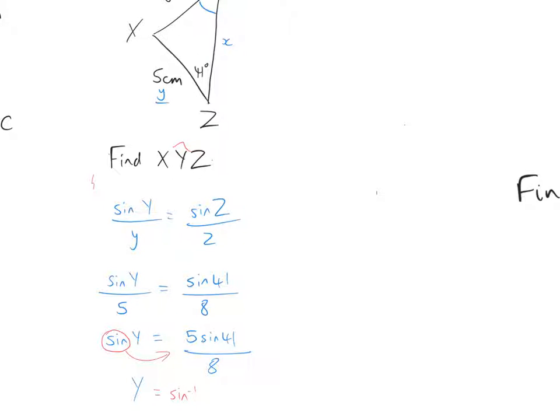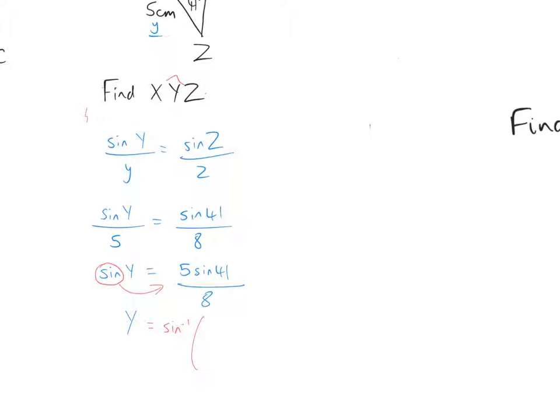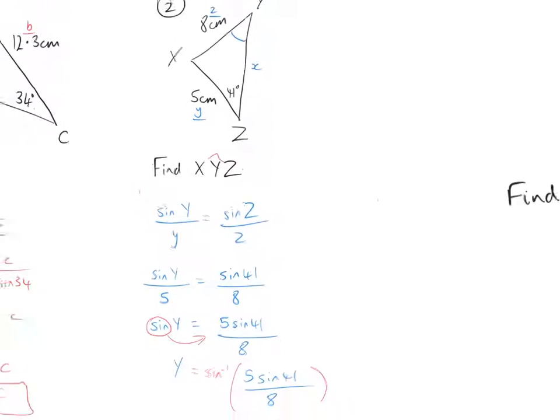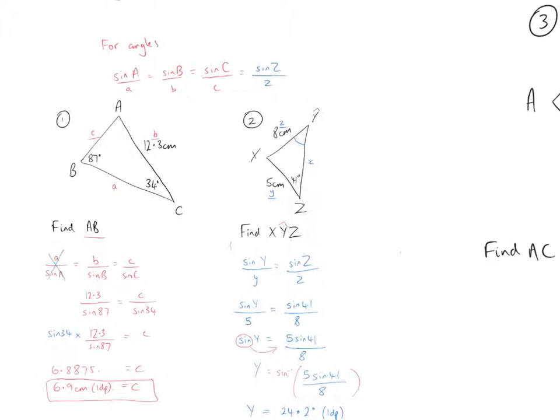So this will give me capital Y, but I'd have a bracket. A bracket would automatically come up on my calculator when I press sine minus 1, and I'd have 5 sine 41 over 8 going into that bit there. And I got the following answer: y equals 24.2 degrees to 1 decimal place. Okay, so that's the sine rule, finding an angle and finding a side.